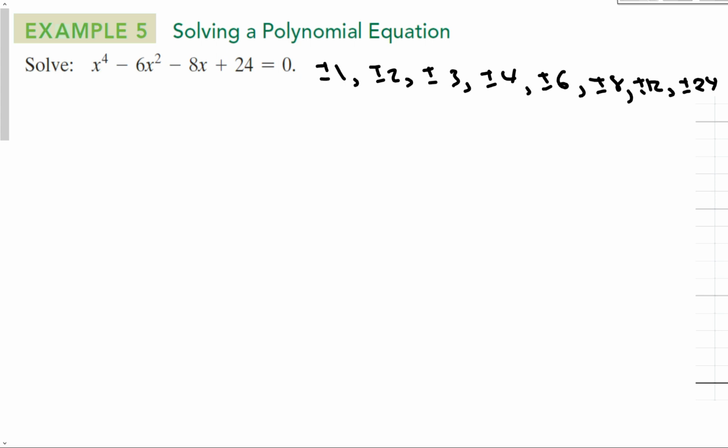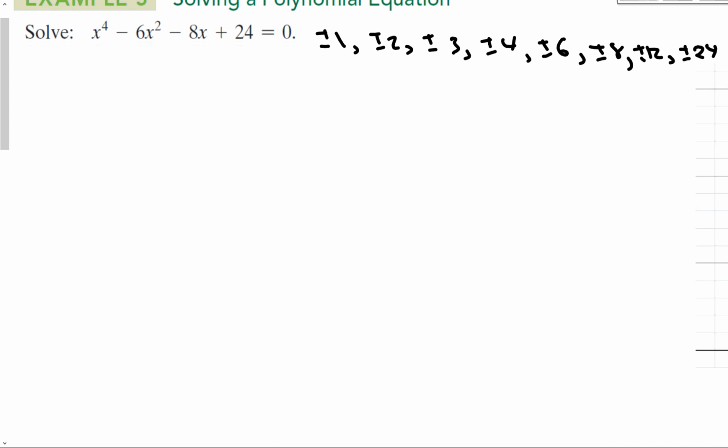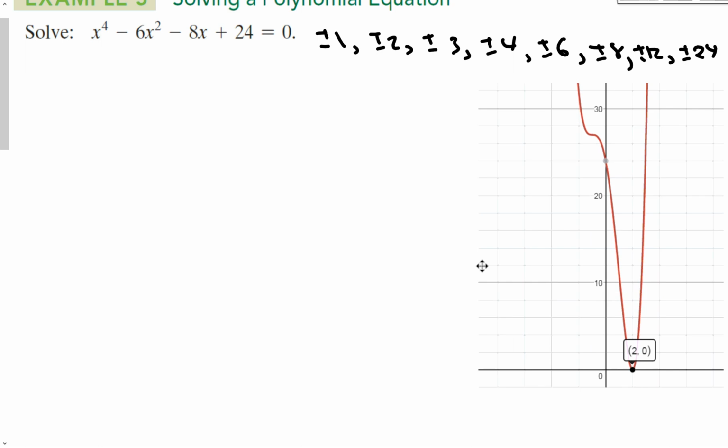If we had access to a graph, we could maybe look at the graph, and it tells me something very important. That this graph happens to touch the x-axis at 2, which means that 2 is a 0 of the polynomial function. So what I'm going to do is I'm going to use synthetic division with 2.